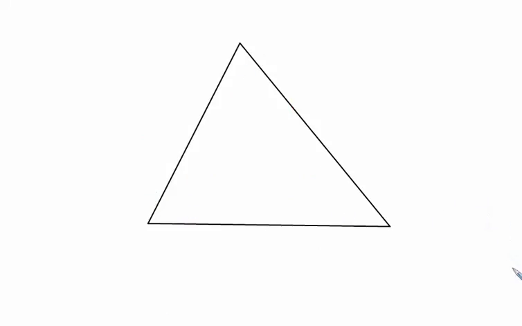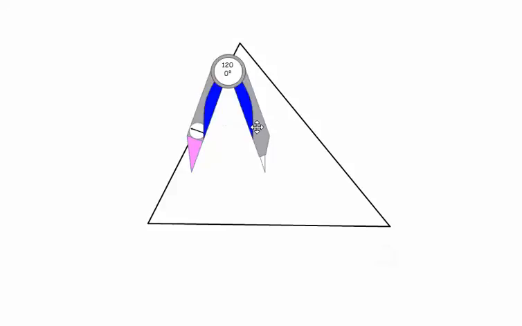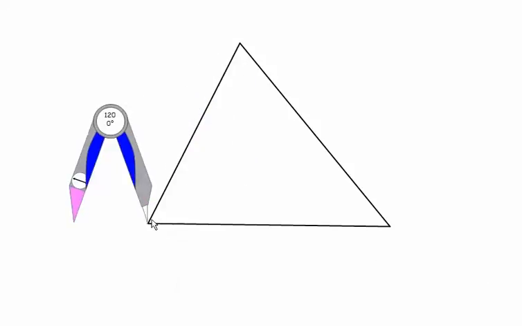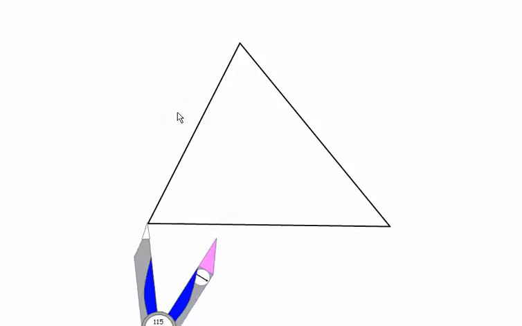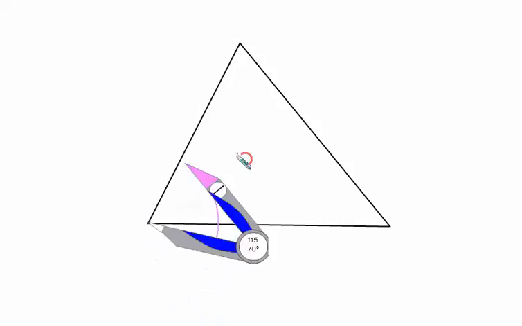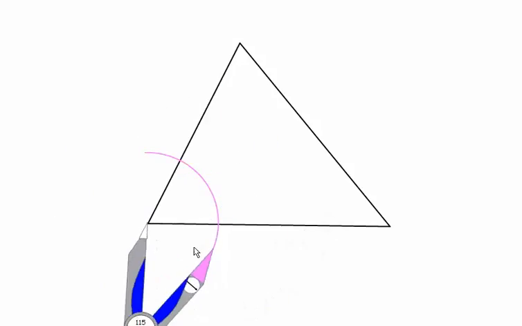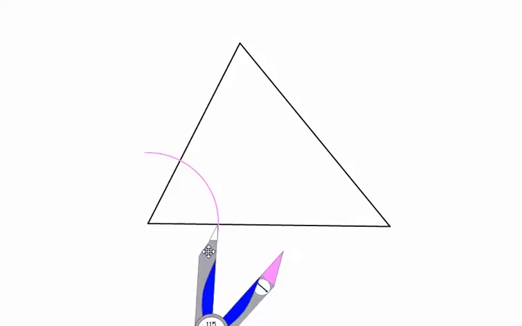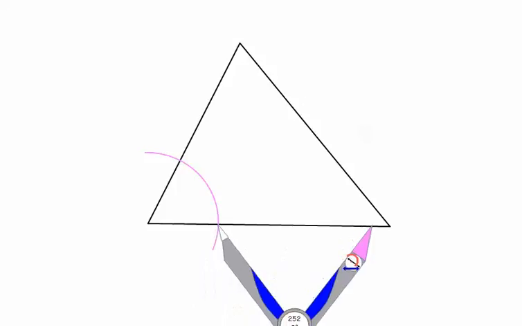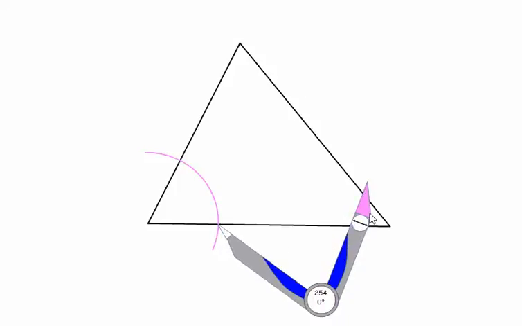the 3 vertices. So I'll start with this vertex on the lower left. Point of the compass at the vertex. I'm going to make an arc that crosses the 2 sides of that angle. There it is. I'm going to move the point of my compass to the 1 intersection point, and I want this arc to be drawn out a little bit, so I'm going to make the compass larger. I'm going to draw the arc.